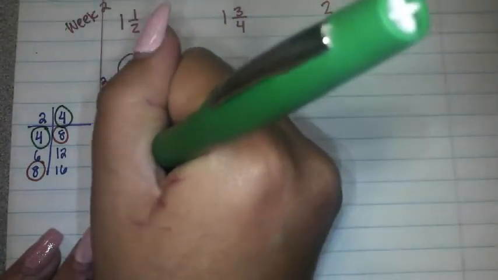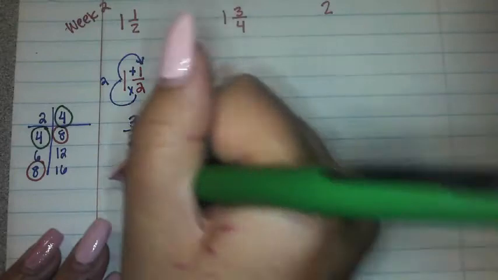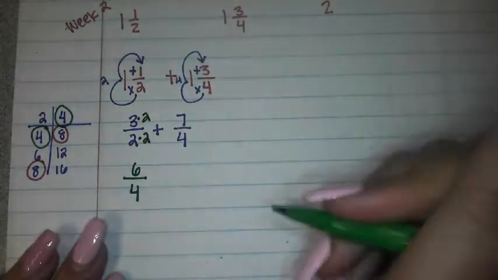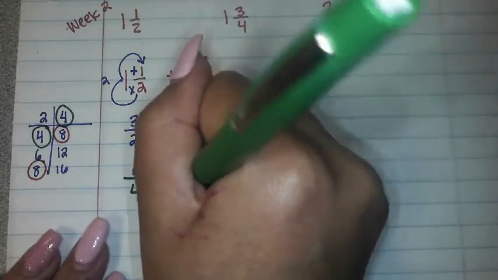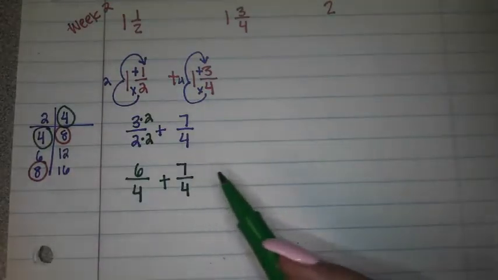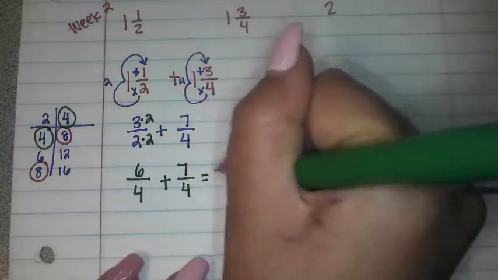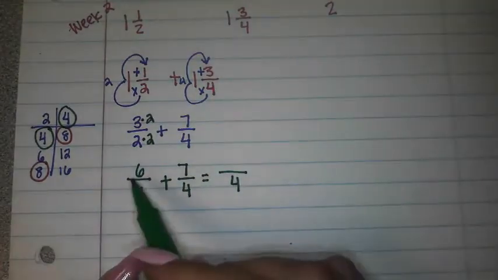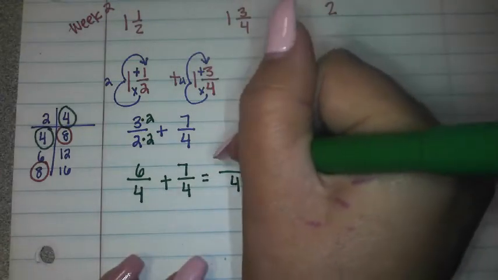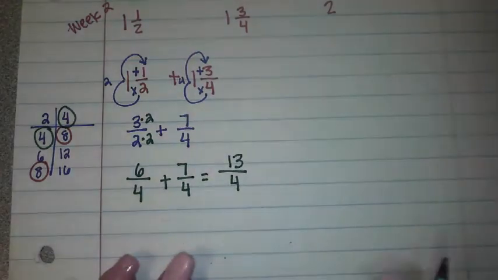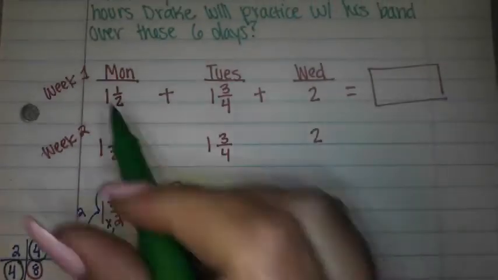But I'm going to do 2 times 2 here and 3 times 2 here. 3 times 2 is going to get me 6, and then 2 times 2 is going to get me 4. And then I'm going to bring down my 7 over 4. And then we're going to add our numerators, but leave our denominators the same. So this gets me 4, and 6 plus 7 is going to get me 13. That's how much he did Monday and Tuesday.